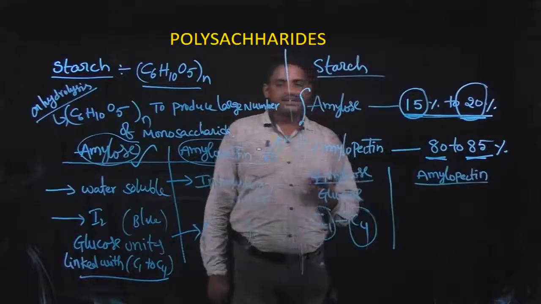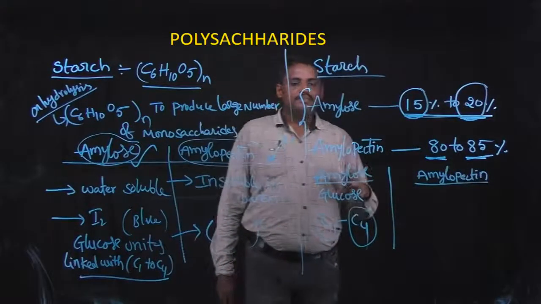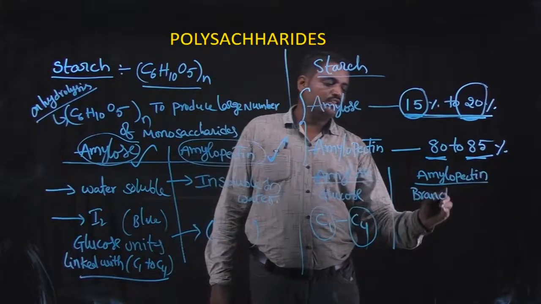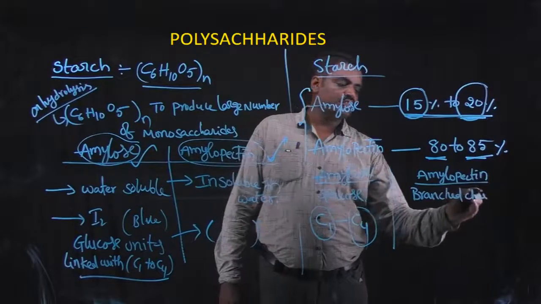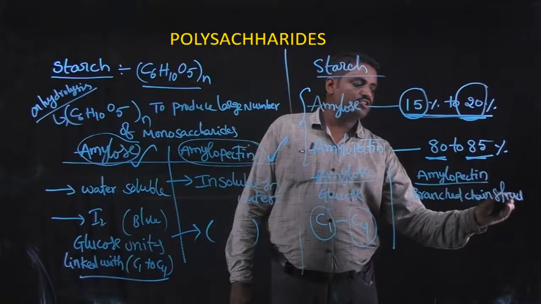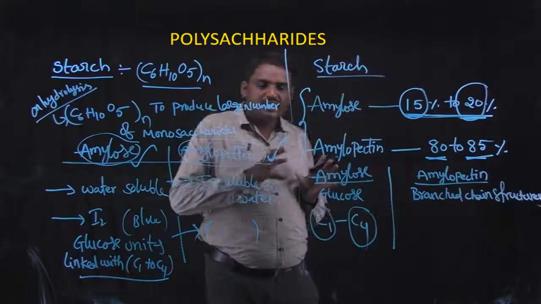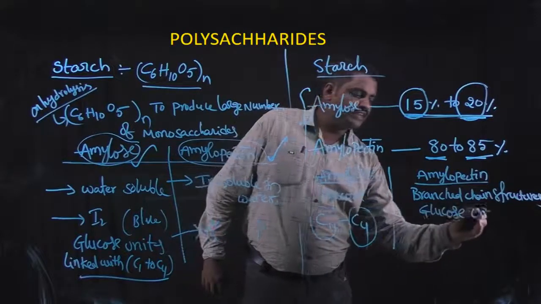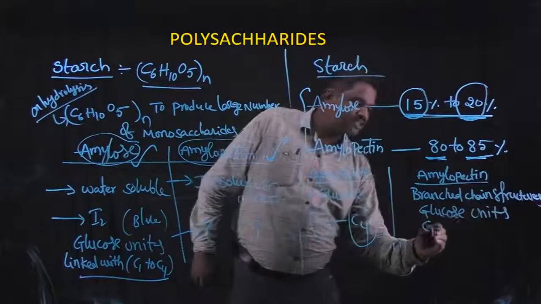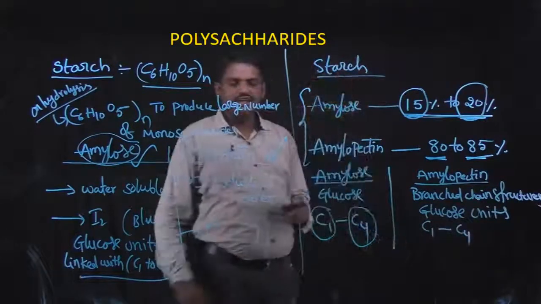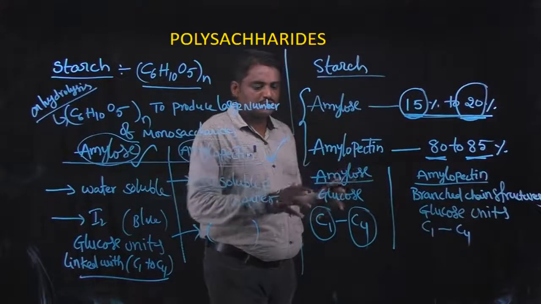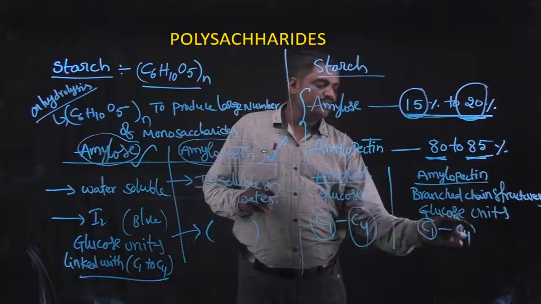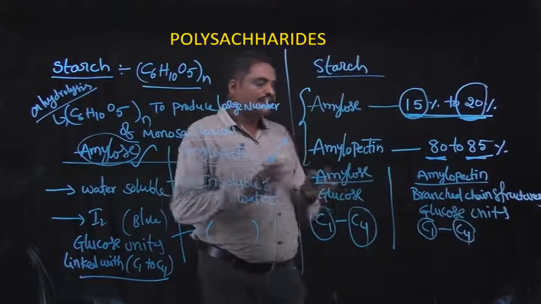Generally, the major part of amylopectin contains branched chain structures. In normal structures, the glucose units are linked with C1 to C4, similar to amylose. So the C1 carbon of the first glucose is linked with the C4 carbon of the second glucose. This is a linkage of amylopectin.